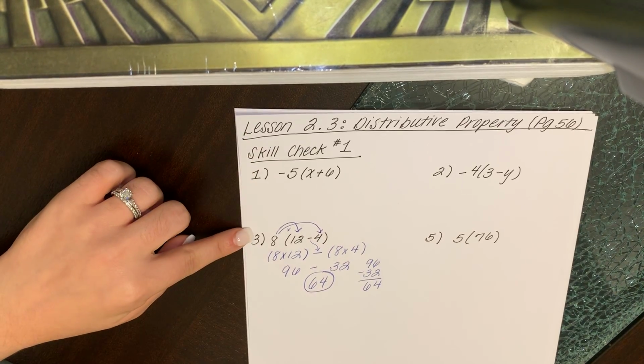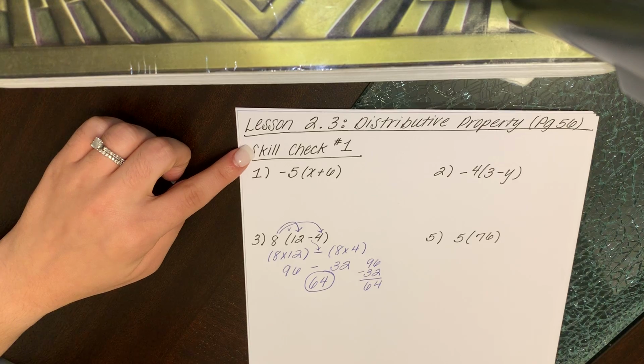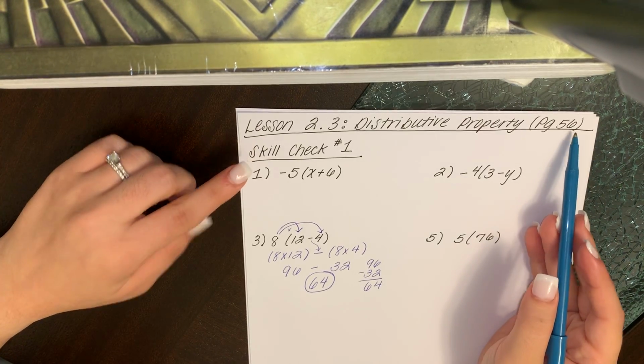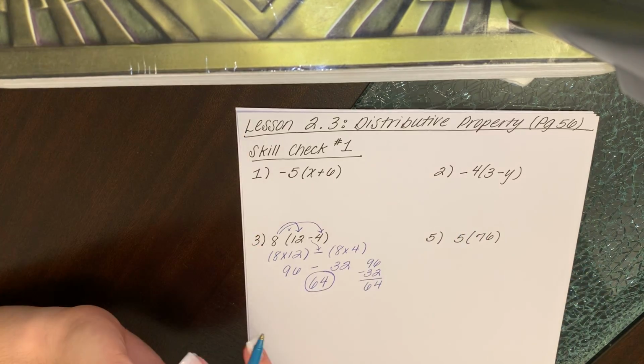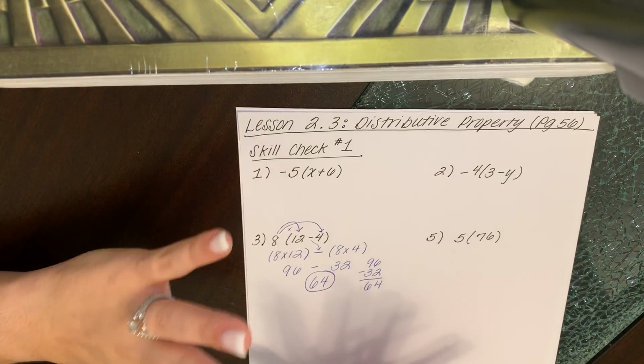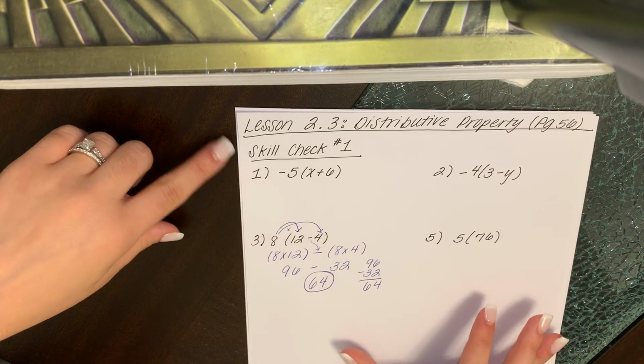Okay? So that's pretty much how you would do example 3, skill check 1, and this is all on page 56. So if you're not on page 56 and you're not really writing this down, kind of stop what you're doing, make sure you grab everything that you need now before I continue going.